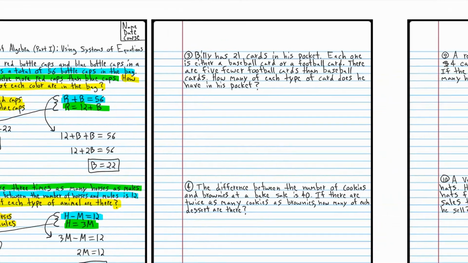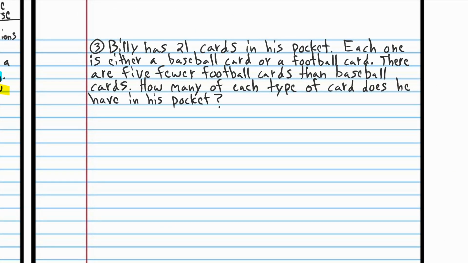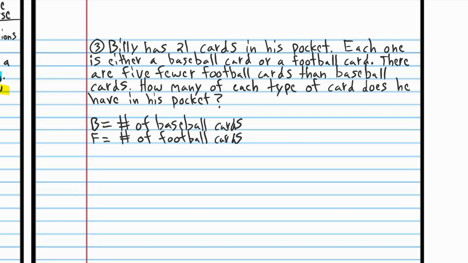All right, we're back. So how many of each type of card does he have in his pocket? So we're going to let B equal the number of baseball cards. This should be your first step. If you didn't do this part, you need to go back and do it. F will be the number of football cards. You have to define variables. That's the first step. If you didn't do that, go back and do it and redo the problem.